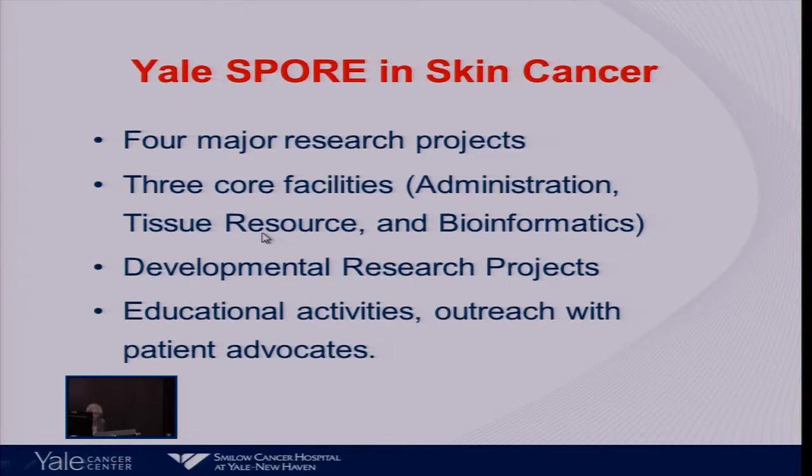In addition to the four major projects that are set as we start the SPORE, we also have what is called the developmental research project, through which we fund individual scientists for 1 or 2 years with a smaller amount of money, something like 50,000. So if somebody at Yale has an idea which he or she can apply to melanoma, we have the funds for that. So we constantly renew and develop new projects. And we have some educational activity, outreach for a patient advocate. We have actually 3 patient advocates on our SPORE.